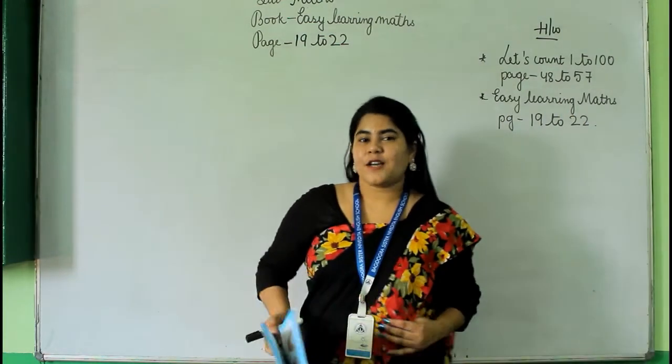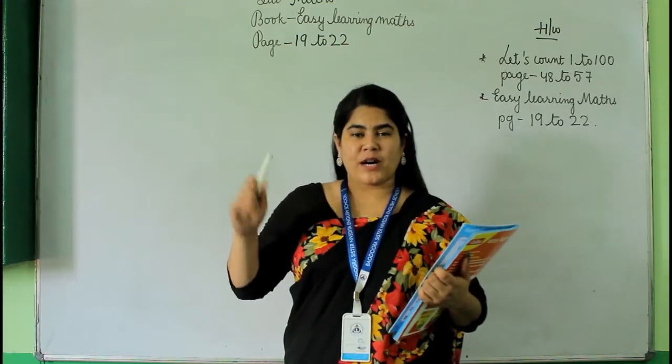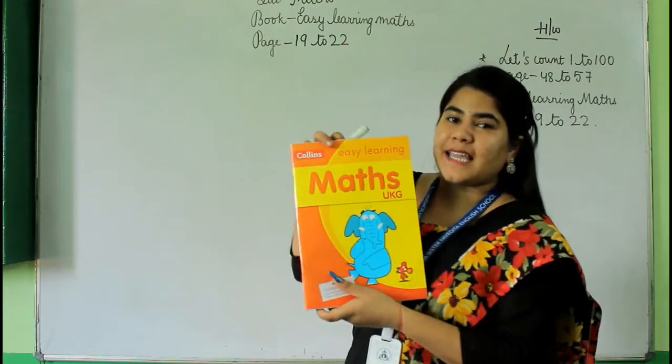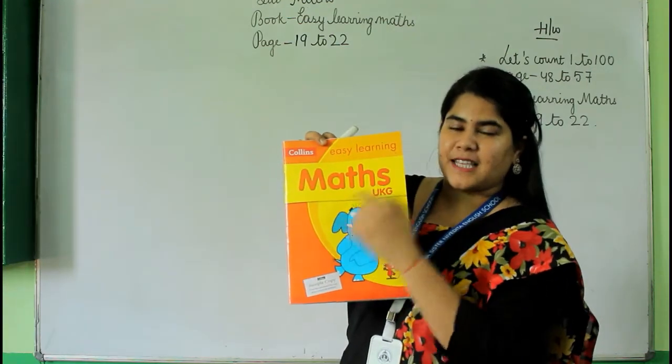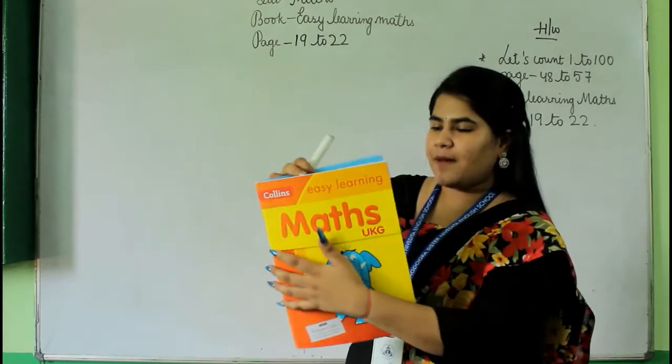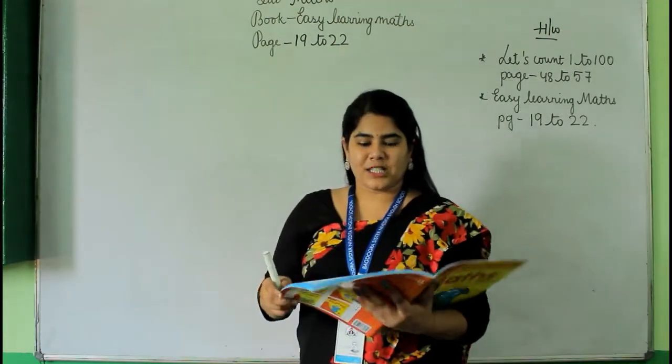So students, we have completed Let's Count 1 to 100 maths. Now we will proceed to this book. It's Easy Learning Maths. Everyone say with me, Easy Learning Maths. Okay? So move on to page number 19.